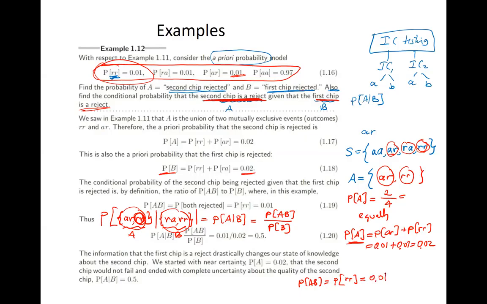0.01. Okay, just insert this into here, 0.01 divided by probability of B. Probability of B is 0.02. So the result is 1/2. Is that clear? Yes, teacher. Thank you. Okay, good.